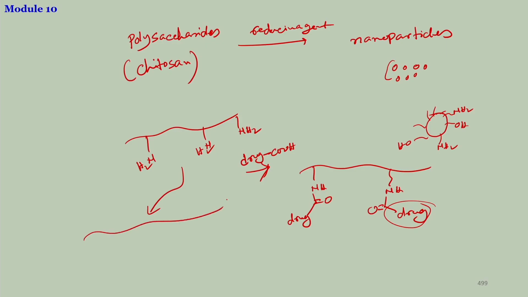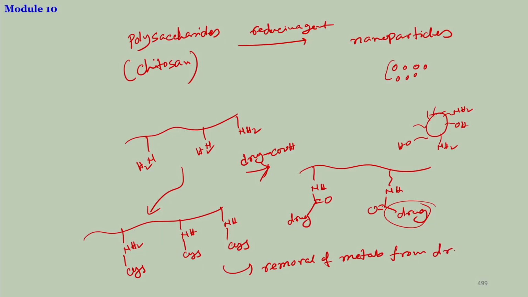You can make other kinds of modifications, such as connecting it to, for example, the cysteine amino acid. Cysteine has a sulfur side chain, SH, that can be used to remove heavy metals from water, for drinking water purification, removal of metals from drinking water.